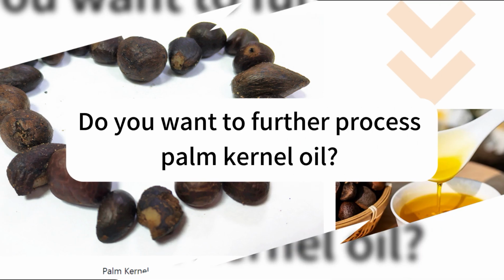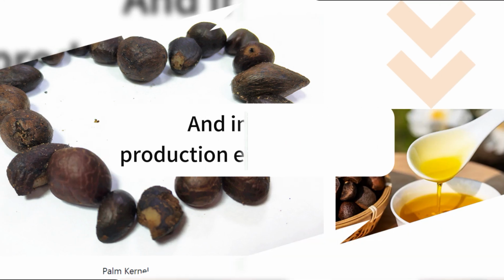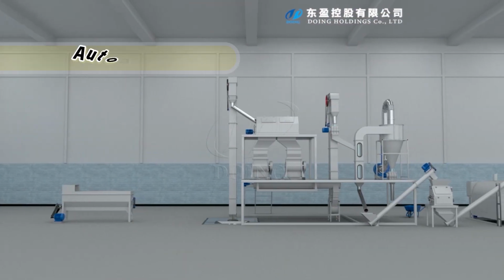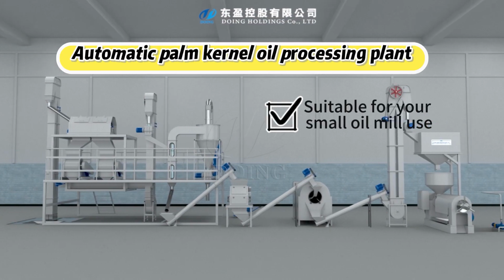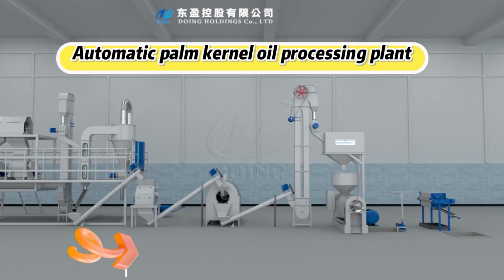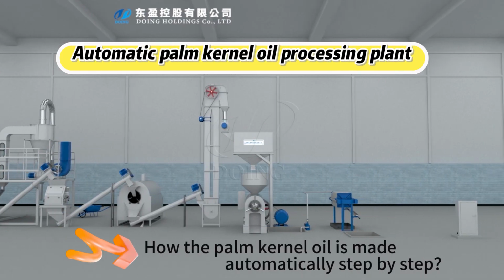Do you want to further process palm kernel oil and improve production efficiency a lot? Look here, a set of automatic palm kernel oil processing plant, very suitable for your small oil mill use. Next, let's watch how the palm kernel oil is made automatically step by step.